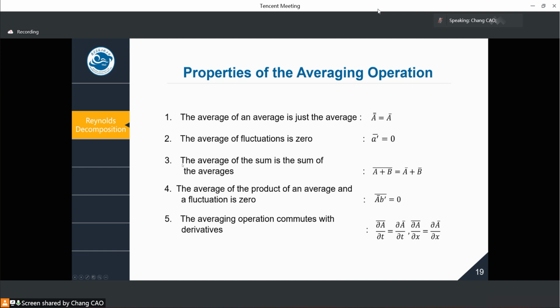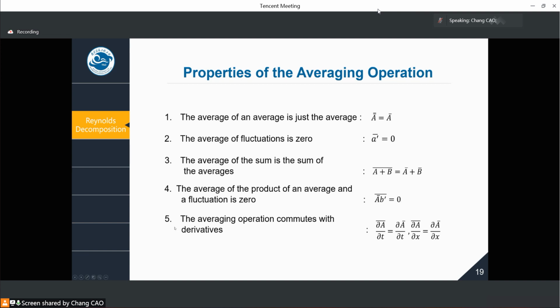And third, the average of the sum is the sum of averages. So they equal this. The average of the sum equals the sum of the averages. And fourthly, the average of the product of an average and the fluctuation is 0. So it's like this. The average of the product of an average and the fluctuation equals 0.